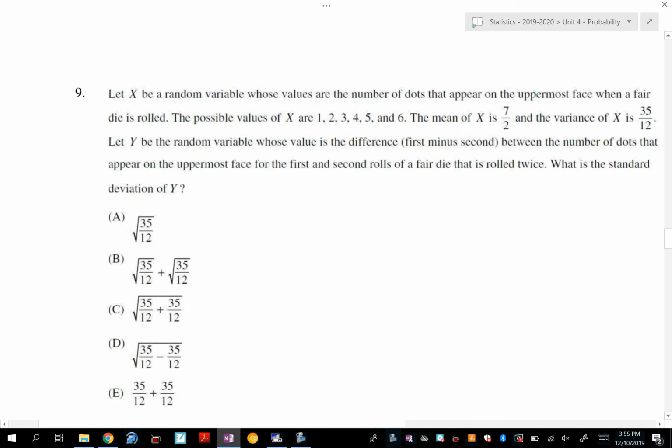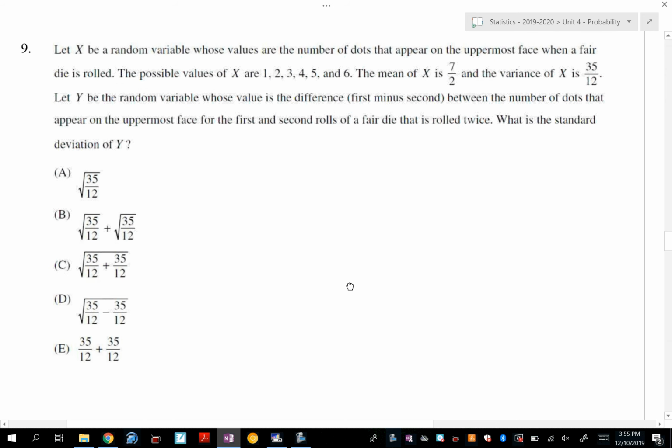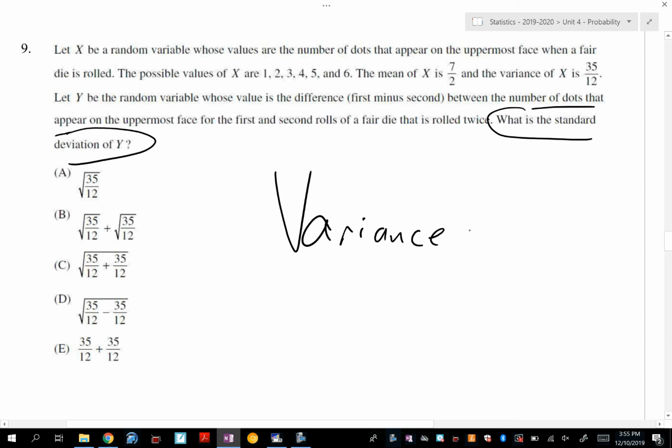All right, number 9. This one, I think we'll be okay here. Number 9, it says, what is the standard deviation? So you asked this, how do you know I've got standard deviation of a random variable? I should be thinking variances add.